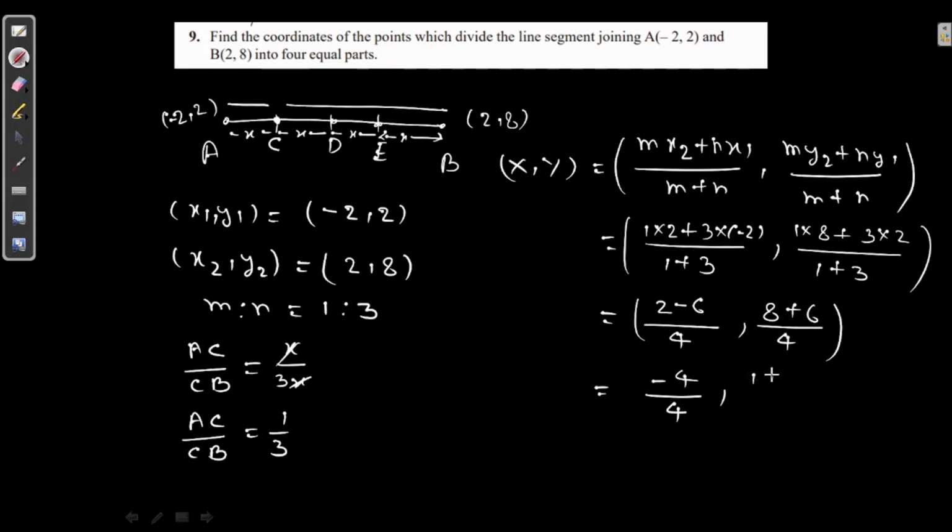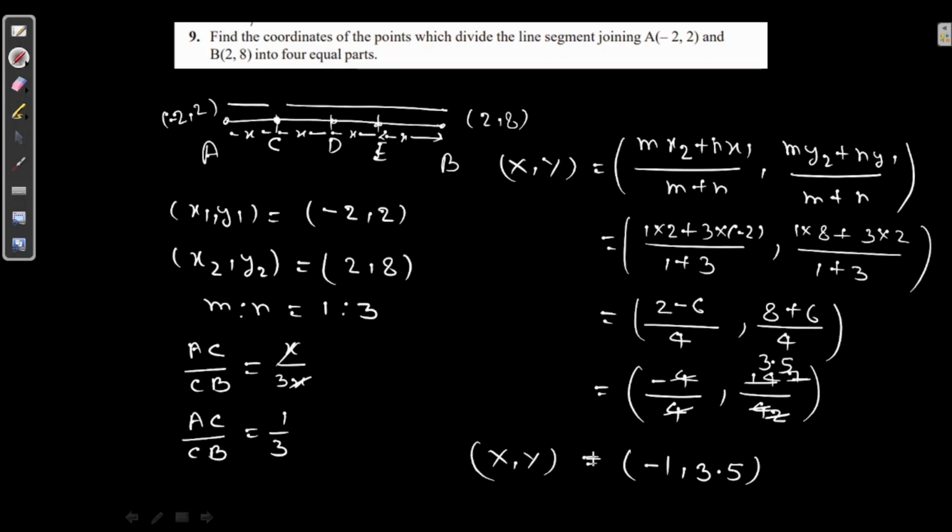8 plus 6, it will be 14 divided by 4. From 4, this 4 will be cancelled. You can cancel by 2. 2 sevens are 14, or you can cancel by 2 in decimal. It will be 3.5. It is quite simple to do division in decimal, no problem in it. So -1 comma 3.5. This will be the value of x comma y, and it is the coordinate for point C.